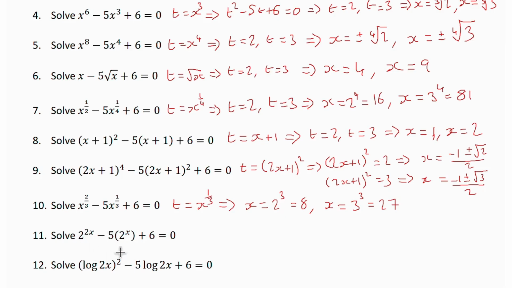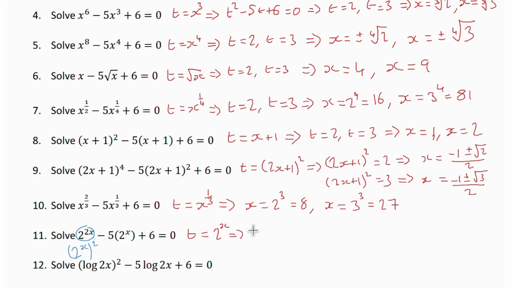Now this one is a little bit more difficult to spot, but the key here is the fact that 2 to the 2x is actually 2 to the x squared using laws of indices. That means t is equal to 2 to the x, because this is the variable and this is the variable squared. It boils down to the same equation, t squared minus 5t plus 6.